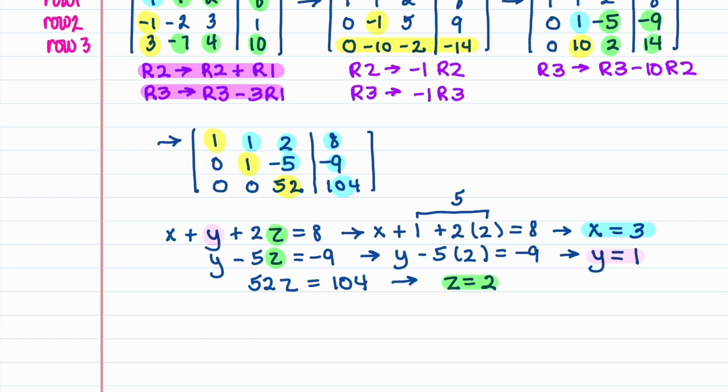We can then write our solution. So our solution is equal to 3, 1, 2. And that's it. You now know how to do Gaussian elimination. You put your system of equations into an augmented matrix. You use elementary row operations to change that matrix into a matrix in row echelon form, and then you use back substitution to solve for your variables. With a little practice, you'll get really good at doing this.